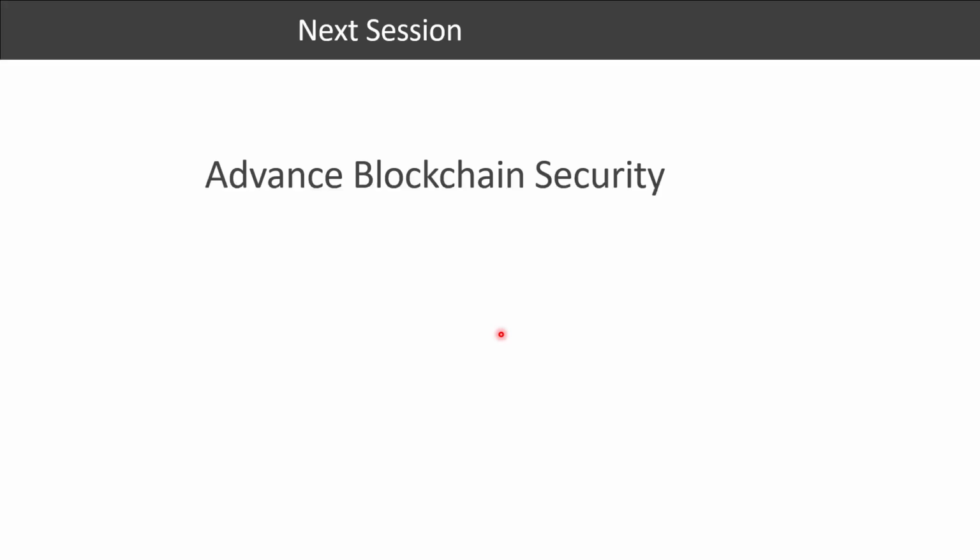So in summary, we discussed hashing and how hashing is not a way of encrypting data, it's really a way of detecting any kind of changes in data. And we did talk about double key encryption. Our next session is going to be advanced blockchain security.